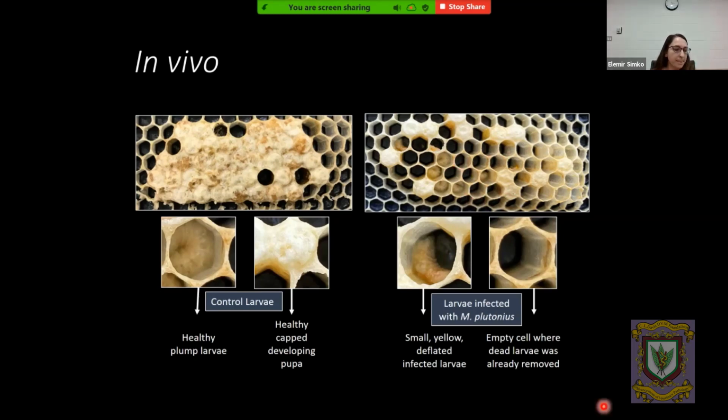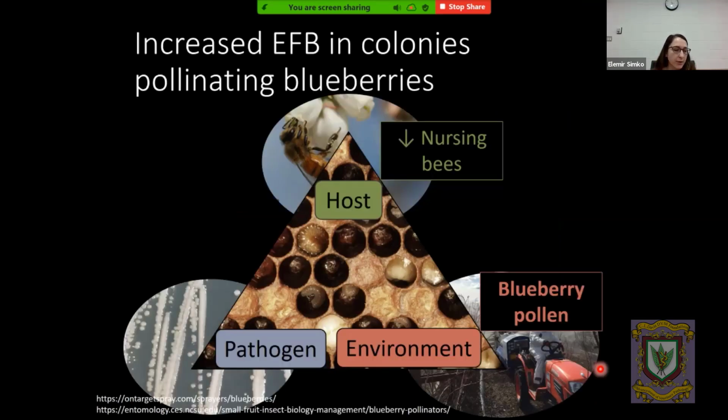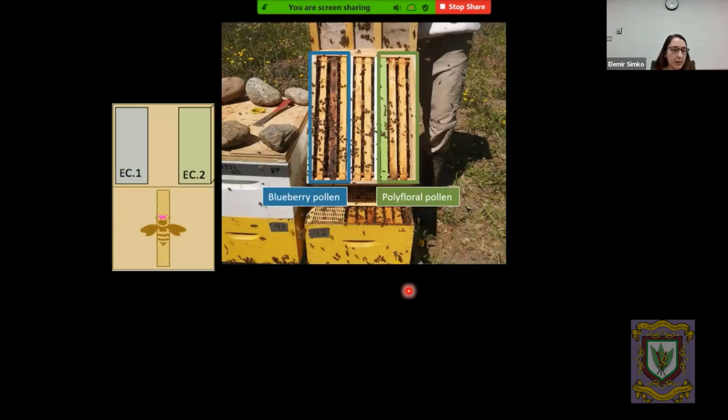When we used this in vivo technique to test the effects that blueberry pollen had on the larval susceptibility to EFB, the upper experimental super was subdivided into two sections, one compartment containing blueberry pollen and the other containing a pollen derived from many different flowering species referred to as polyfloral pollen.